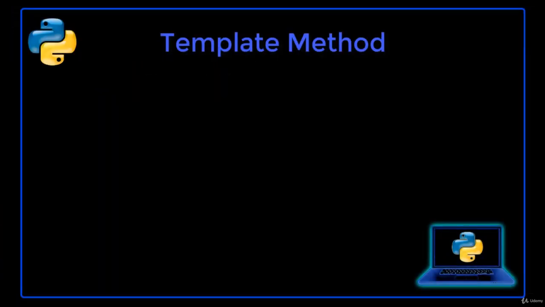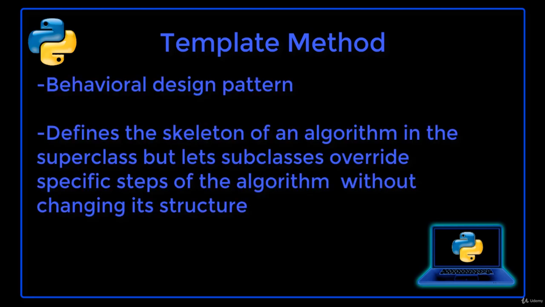In this lecture, we will learn about the template method design pattern and how to implement it in Python. Template method is a behavioral design pattern that defines the skeleton of an algorithm in the superclass, but lets subclasses override specific steps of the algorithm without changing its structure.